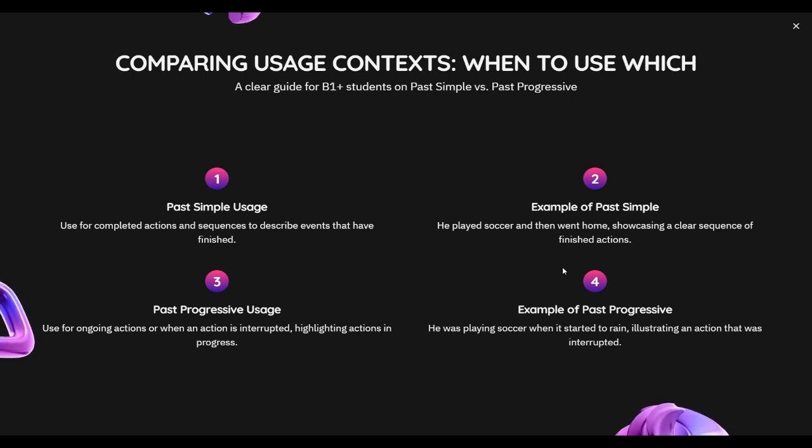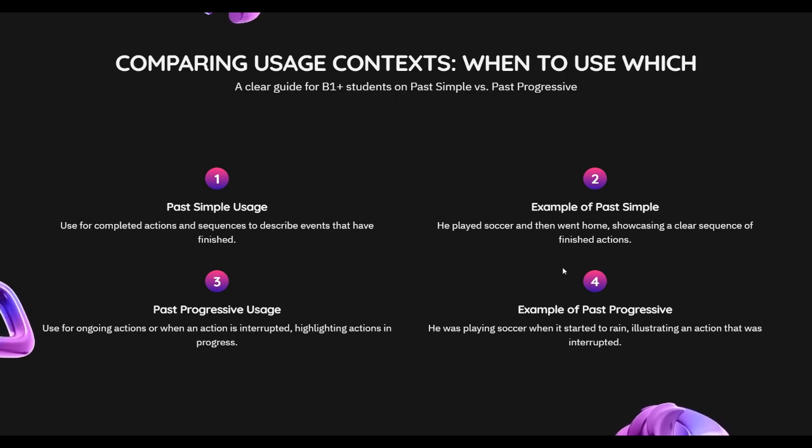We have here the past simple usage. As we said, we're going to recap it again. The past simple is used to talk about completed actions, or to describe finished actions in the past. For example, he scored, then he went home, showing a clear sequence of finished actions in the past. Both of them finished in the past, so we put them both in the past simple.